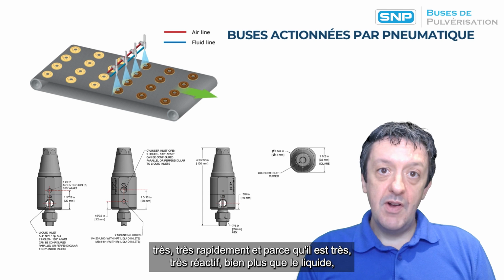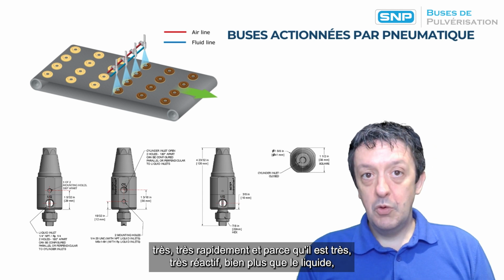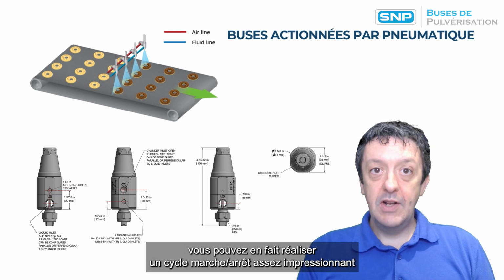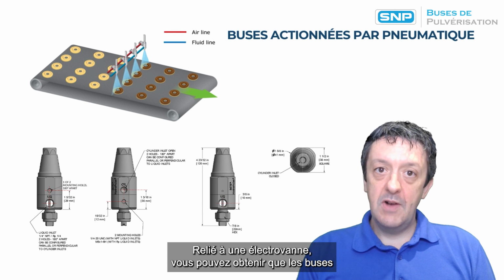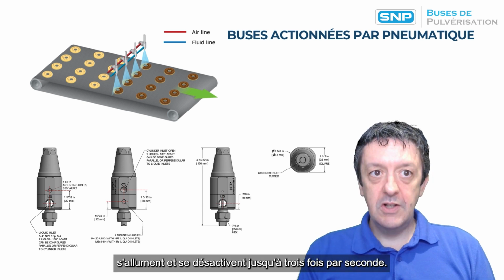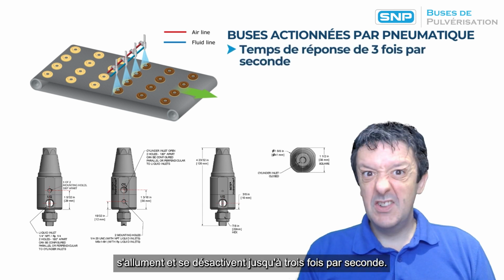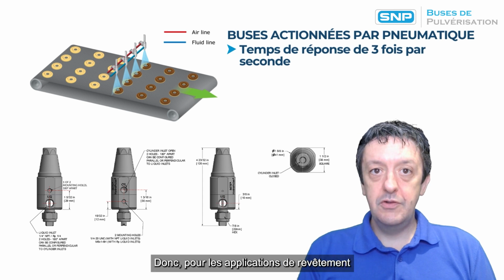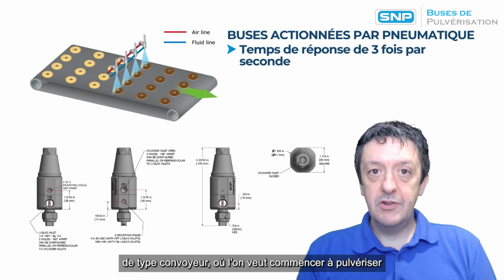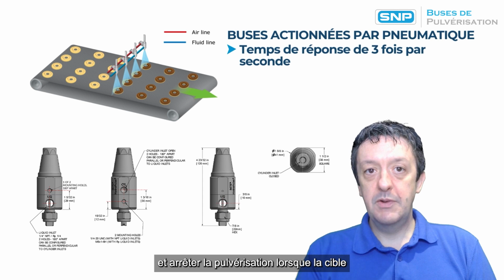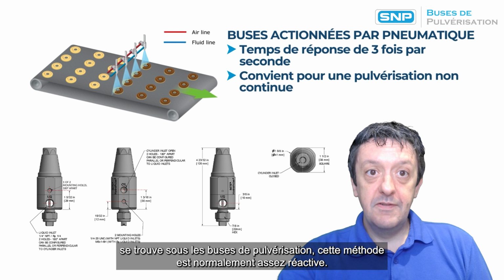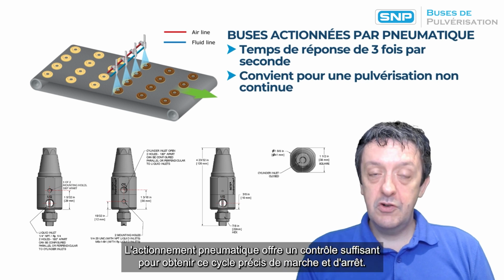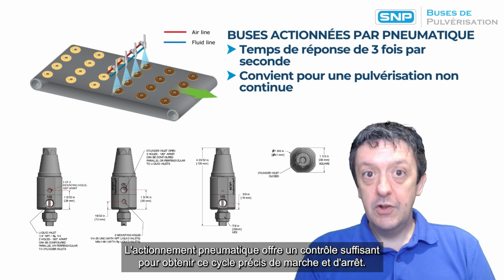Because air moves very quickly, because it's very responsive, far more so than liquid, you can actually achieve some fairly impressive on-off cycle rates with this type of control system. Hooked up to a solenoid valve, you can get nozzles to cycle on and off up to about 3 times per second. This is getting quite precise. So for those conveyor type coating applications where you want to start spraying and stop spraying when the target's underneath the spray nozzle, this is normally perfectly responsive enough. This air actuation offers enough control there to get that precision on and off cycling.